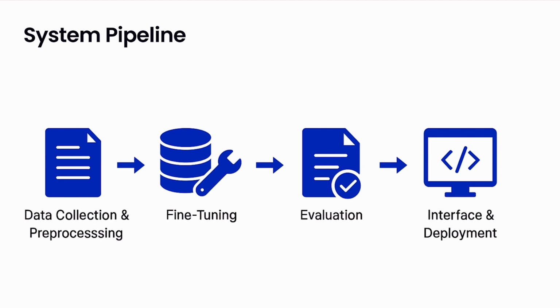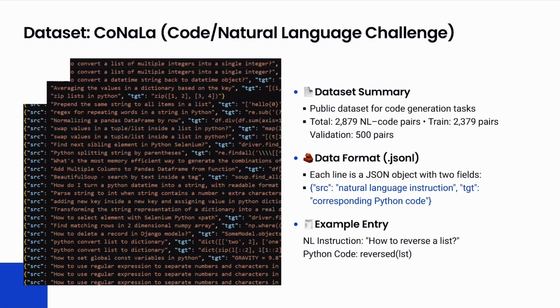Here's the full pipeline of our project. We used the CoNaLa dataset designed for code generation. It contains 2,879 natural language code pairs, 2,379 for training, 500 for validation. Each entry is stored as a JSON object with two fields, src for the input instruction and tgt for the output code. As shown on the left, many are realistic developer questions, like those from Stack Overflow. These examples show that the model successfully learned a one-to-one mapping between a natural instruction and a Python function, which is essentially the goal of supervised learning.